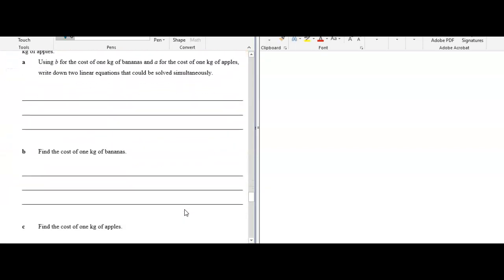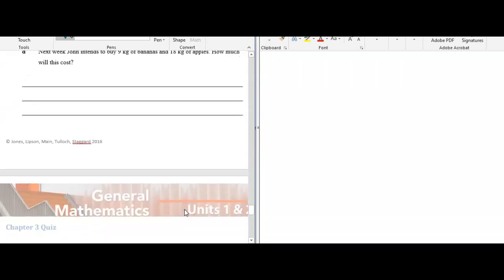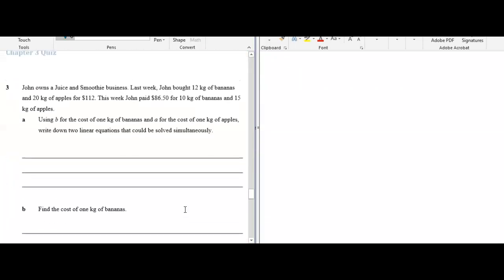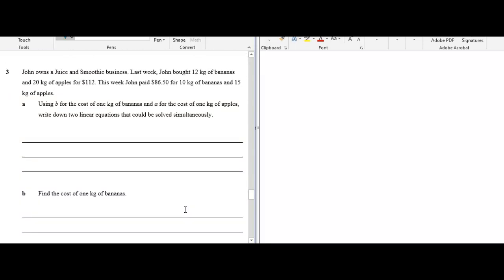Okay, last page, I think. Oh, no, the answers. Okay, so question 3. John owns a juice and smoothie business. Last week, John bought 12 kilos of bananas and 20 kilos of apples for $112. This week, John paid $86.50 for 10 kilos of bananas and 15 kilos of apples. He's got a smoothie business, so that's a lot of bananas and apples. Okay, using B for the cost of 1 kilo of bananas and A for the cost of apples, write down 2 linear equations that could be solved simultaneously.